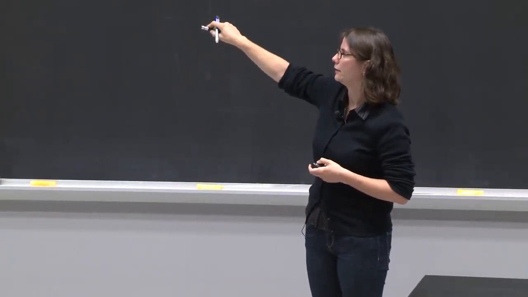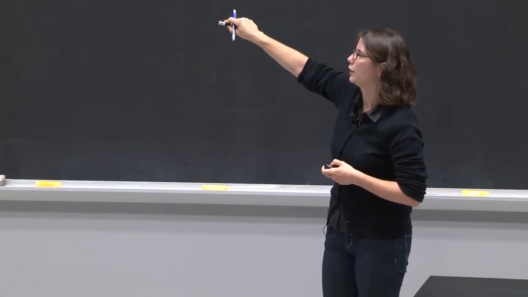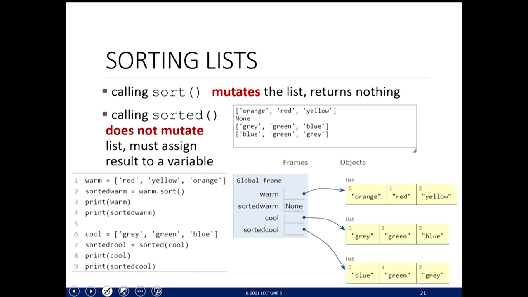Sorted, on the other hand, returns, sorted does not sort the list that's given to it, and instead it returns a sorted version of the list. So in this case, if cool is equal to these 3 colors, gray, green, blue, if I do sorted cool, it's going to return the sorted version of that list, which is blue, green, gray, and it's assigned to the variable sorted cool, so when I print them, it's going to show me the 2 separate lists. One being the original unsorted one, and one being the sorted version.